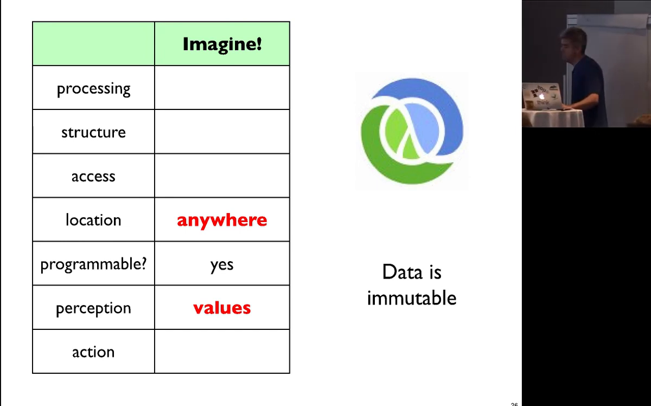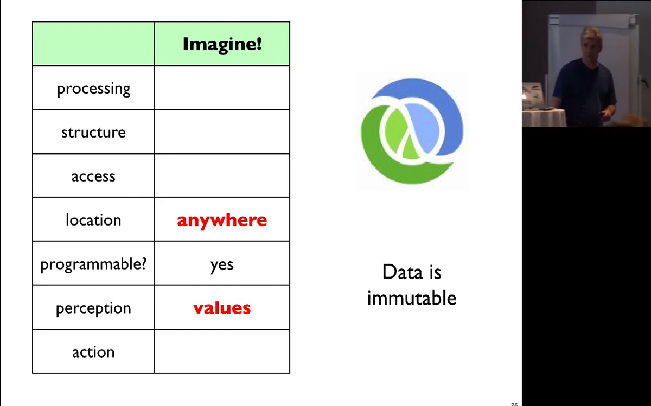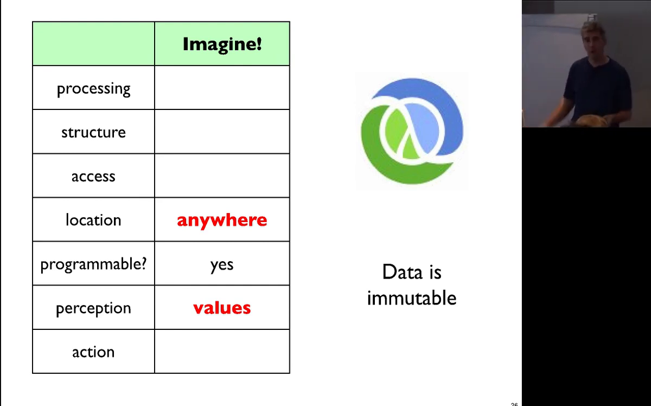Secondly, data is immutable, which gives us values for perception, but also solves the location problem, right? Because when things are values, it doesn't matter where they are. 42 is 42, whether it's on your machine or my machine. Likewise, my address is my address, at least at a point in time, whether it's on your machine or my machine or 1,000 machines.